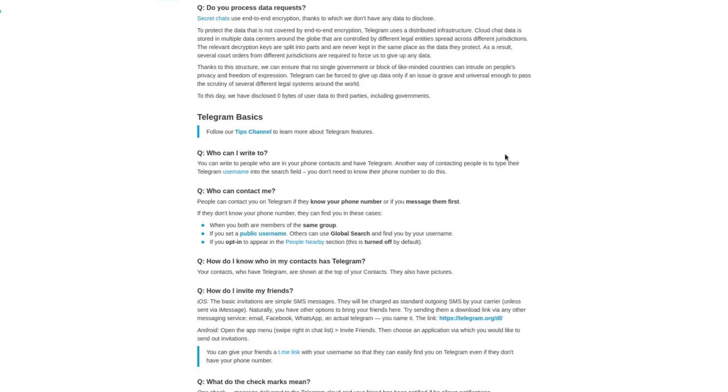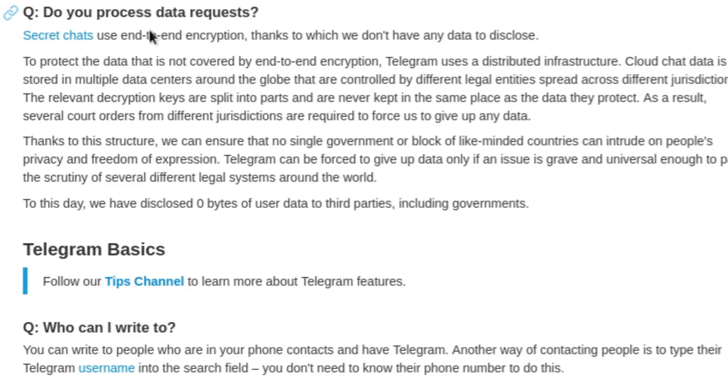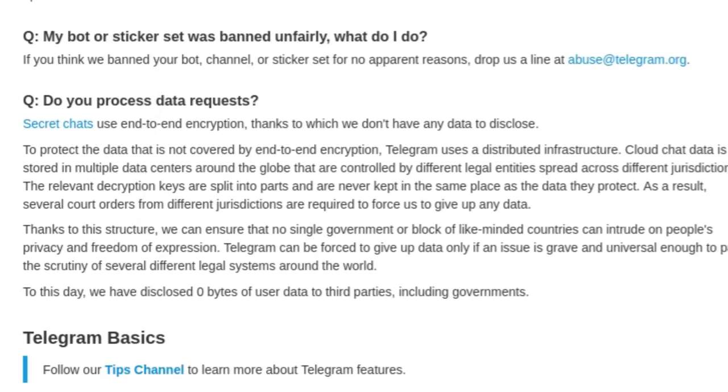So let's see from Telegram directly what their position is on data requests. This is under their FAQ. It says, do you process data requests? And to process the data that is not covered by end-to-end encryption, because of course, when you're using secret chats, there's really nothing they have to give anybody in the first place. But Telegram, they use a distributed infrastructure. Ooh, fancy. Cloud chat data is stored in multiple data centers around the globe that are controlled by different legal entities spread across different jurisdictions.